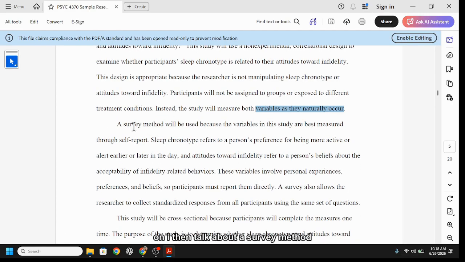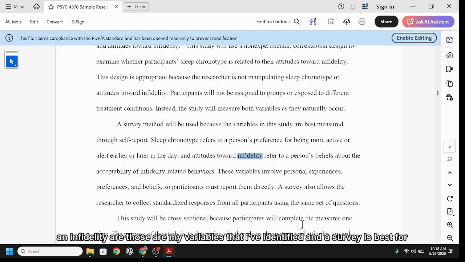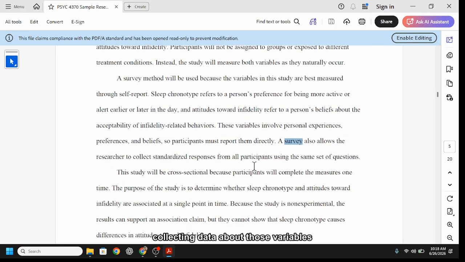I then talk about a survey method. That is the most appropriate. I can't do this through observations. I again tell what chronotype and infidelity are. Those are my variables that I've identified, and a survey is best for collecting data about those variables.